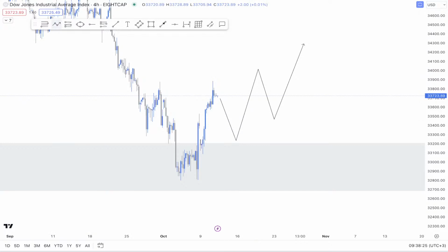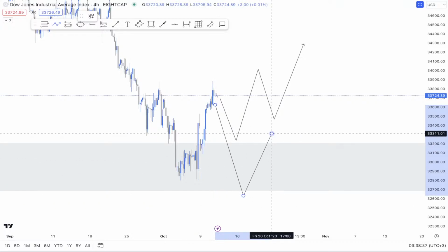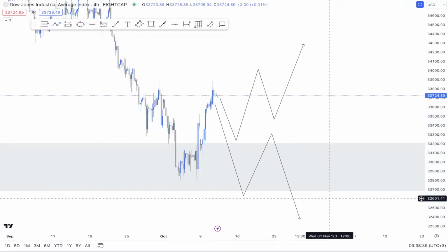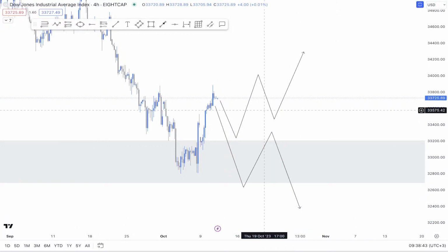But the second scenario would be for price to drop, break this low here, go deeper into this demand, if not even breaking it, and then I would probably look for some shorts around here to take price lower. Okay, these would be the two possible scenarios I currently see on US30. But till then, I will just wait.